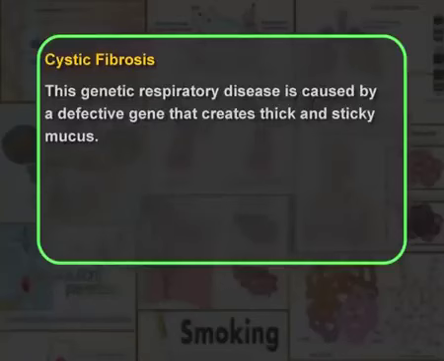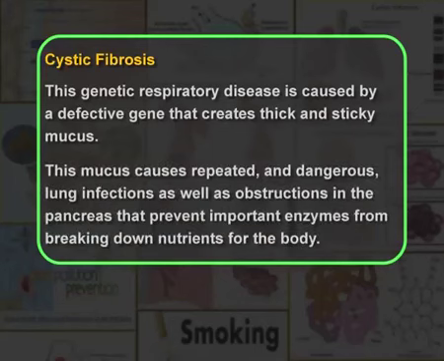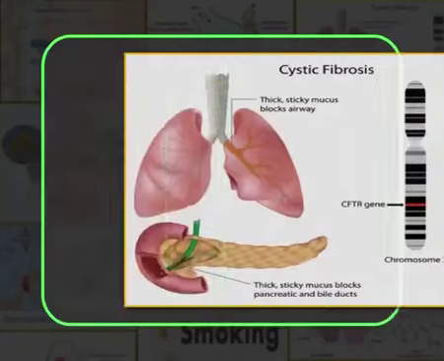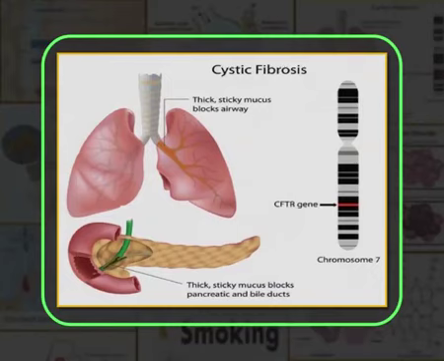Cystic fibrosis. This genetic respiratory disease is caused by a defective gene that creates thick and sticky mucus. This mucus causes repeated and dangerous lung infections as well as obstructions in the pancreas that prevent important enzymes from breaking down nutrients for the body. So, this is the diagram showing cystic fibrosis, the thick sticky mucus which is blocking the pancreatic and bile duct.